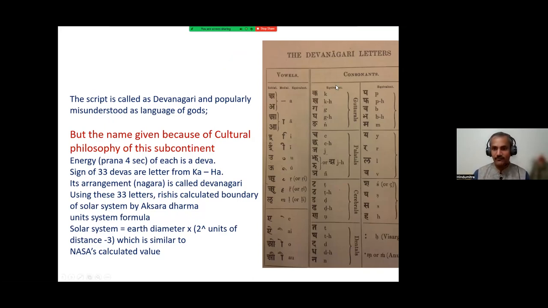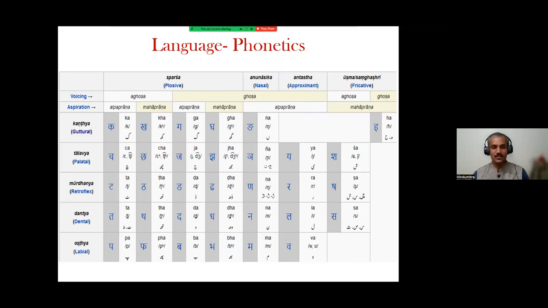The arrangement from ka to ha or nya is called Nagara. So these are all breaths or sounds arranged in this way. That's why we call it Devanagari. And there is an ancient formula with this Akshara Dharma. These are all called Aksharas, and this is Akshara Dharma. Based on this, there is a formula which gives the radius of the solar system. Interestingly, that is consistent with the current calculations done by NASA.